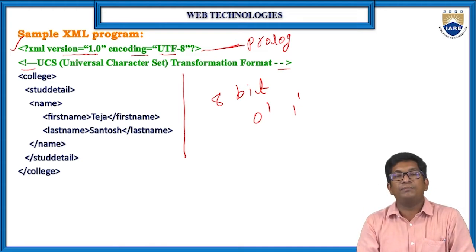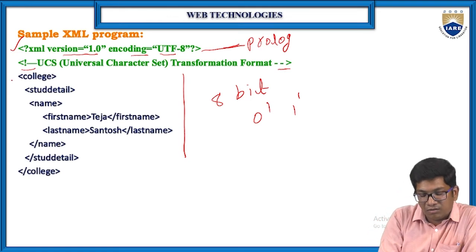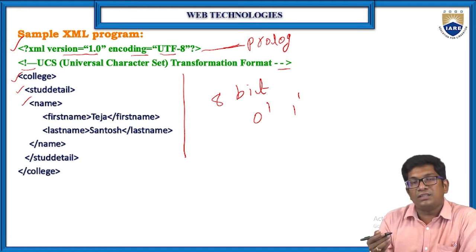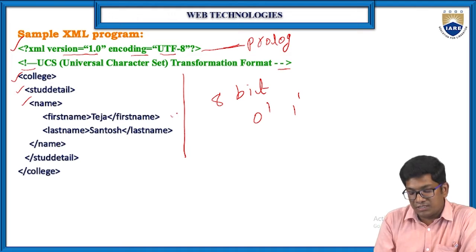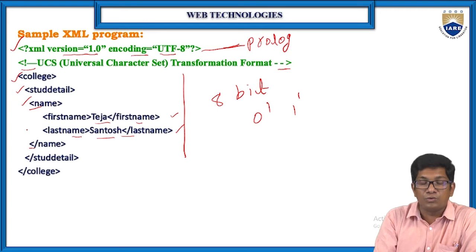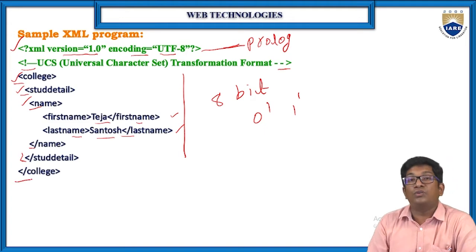When you open it in the browser, the browser can understand by seeing the first line that this is an XML document. So here the root is college, the child is student detail, and the subchild is name. In that name, we have other subchilds, that is first name and last name. First of all, you have to close the sub elements or child nodes, that is first name and last name, and in between you write the text. After that, you close name, then close the student detail, and finally you close the root node, that is college.